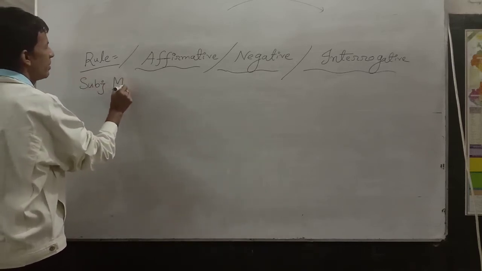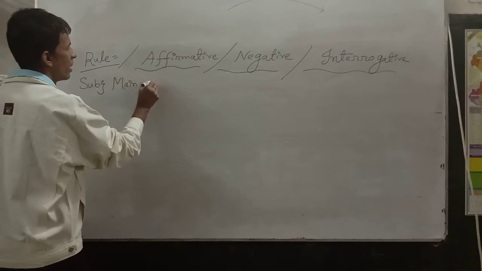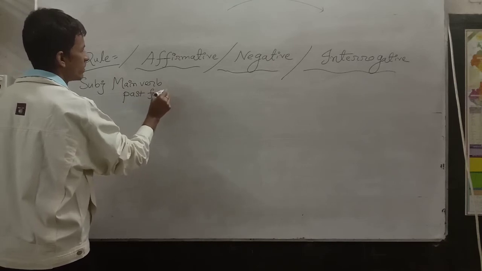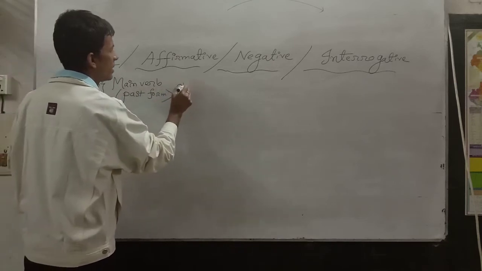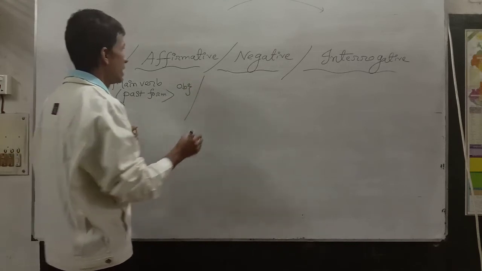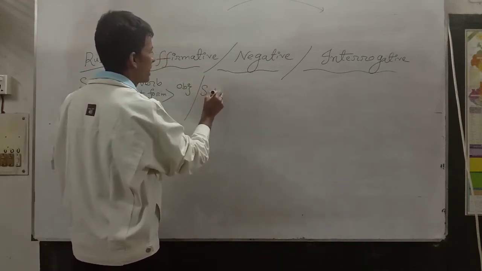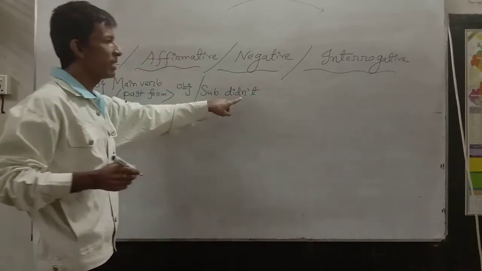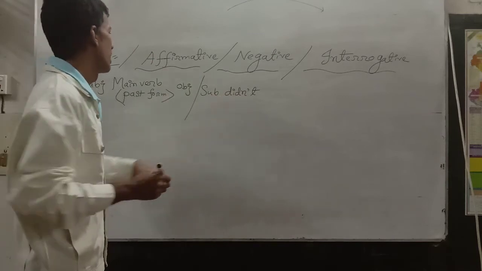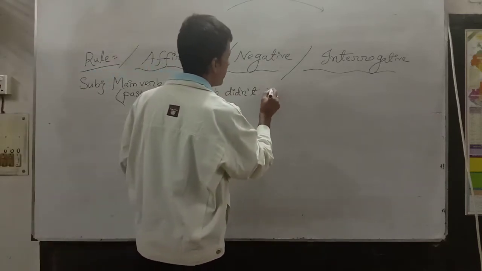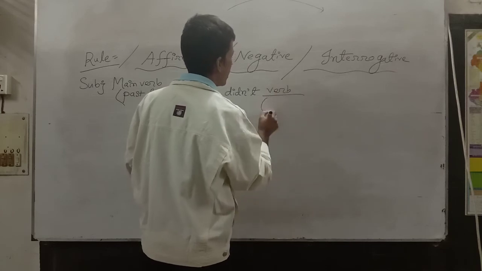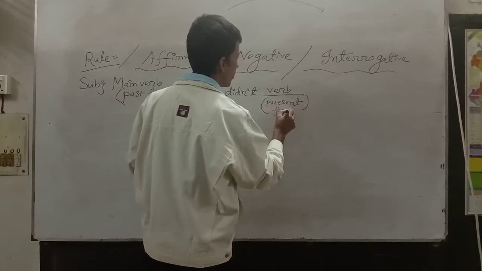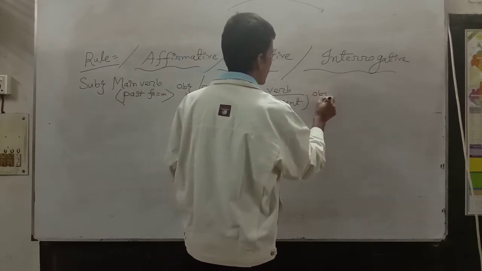In the affirmative sentence: subject, main verb in the past form, and at last object. In the negative sentence, you will have to write subject, then you will write didn't, that means the brief or short form of did not. After that, you will use the main verb in the present form or base form, and at last object.